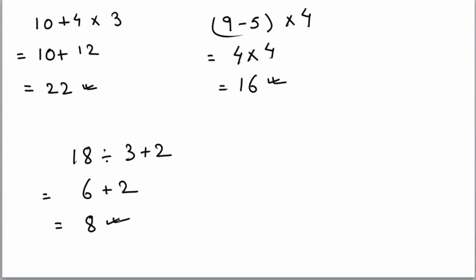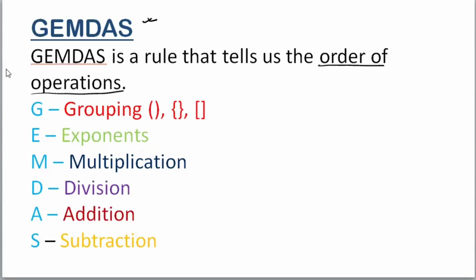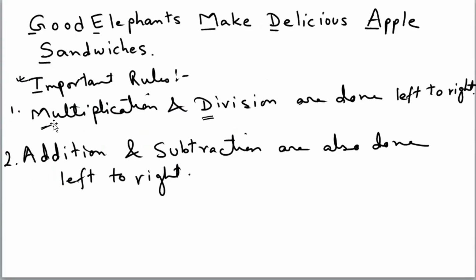Okay. I hope you understand how we can solve the question if it has lots of operations. So we have to follow GEMDAS, and according to that, we have to take the operations. Grouping first, then exponent, then multiplication, then division, then addition, then subtraction. And we always have to remember the rules. The rule says that multiplication and division are done left to right. Similarly, addition and subtraction are also done left to right. So don't forget the left to right rule.